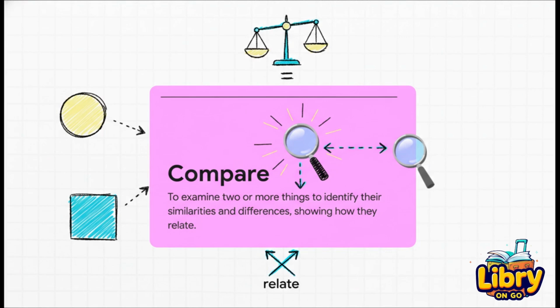Okay, here's the textbook definition. Now, notice the key words here. It's not just about listing things. It's about examining, identifying, and this is the most important part, showing that you understand the relationship between them. How do they connect? That's the real magic right there.